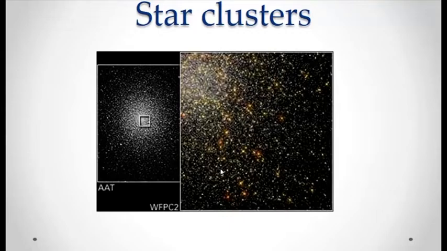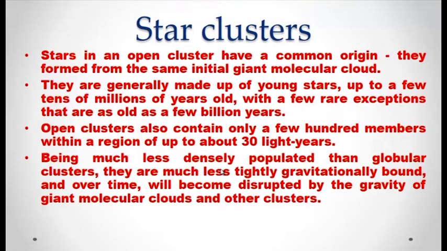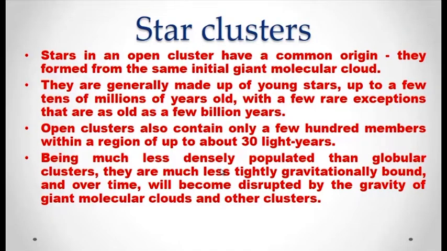This is another star cluster. Now, stars in an open cluster have a common origin. They formed from the same initial giant molecular cloud. We know stars are formed due to the gravitational pull among objects like gases and dust present in the universe. So, here stars in an open cluster have a common origin. They formed from the same initial giant molecular cloud. They are generally made up of young stars up to a few tens of millions of years old.